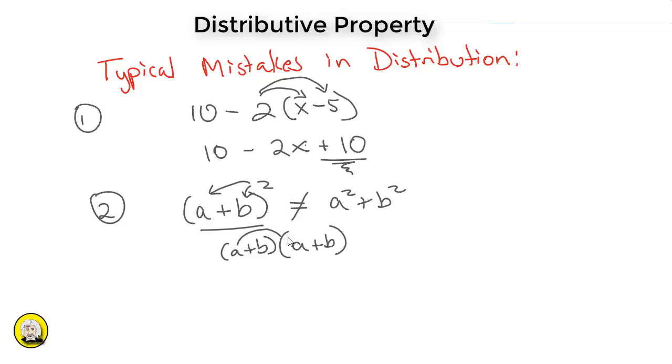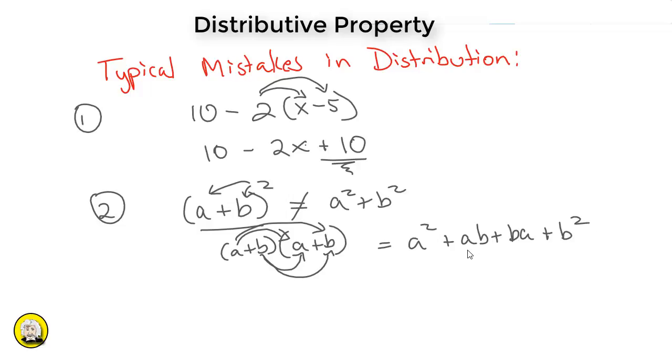It will be a times the first term in the second, that's a squared, plus a times plus b, the second term, the first term with the second term in the second parentheses, and that's plus ab. And then we'll have to take the second term in the first parentheses, multiply that through each term of the second parentheses. And that's plus b times a, so that's plus ba, and plus b times plus b becomes plus b squared.